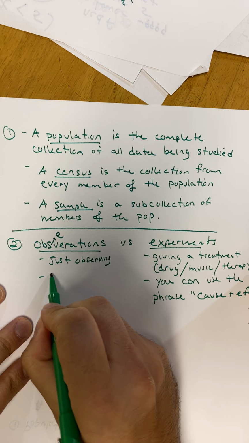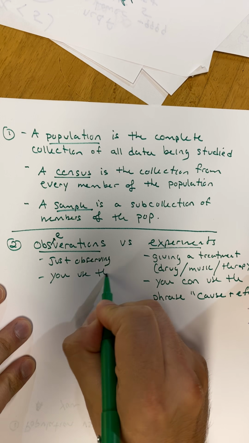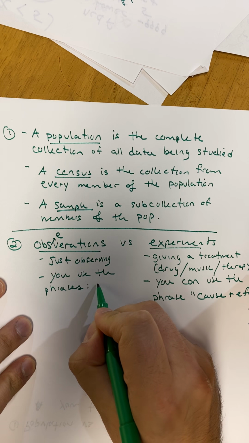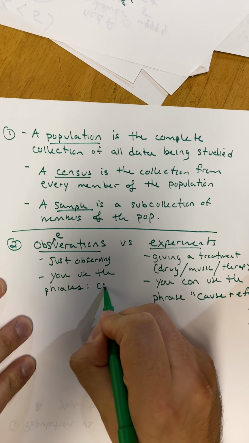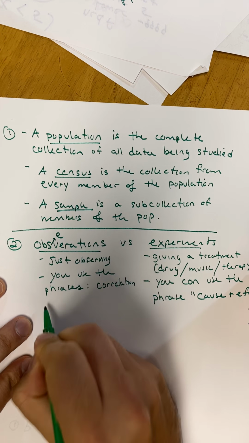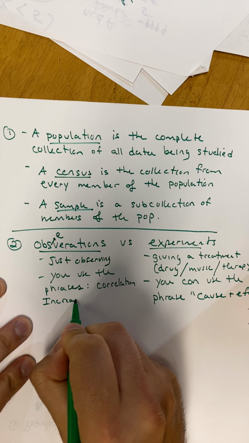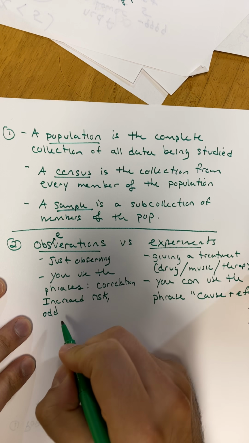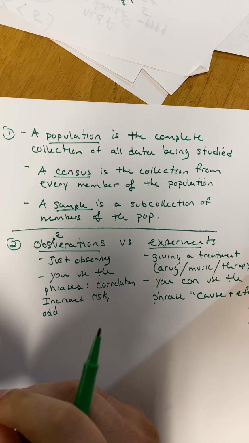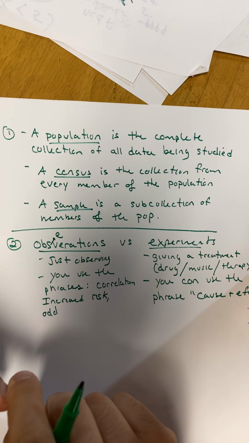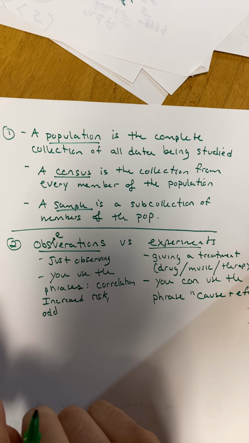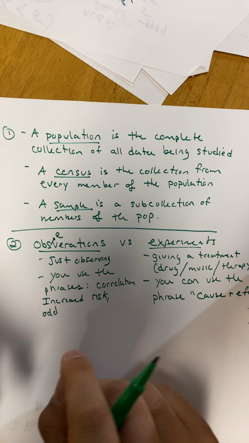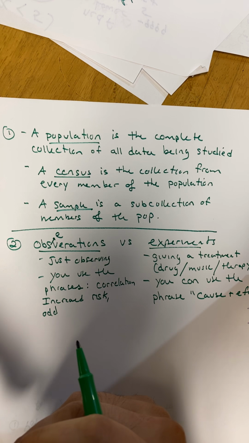Observations, you use the phrases, let's see, you could say correlation or increased risk, or your odds of getting sick are something, or there appears to be an association. I know one of the things in the news right now is ibuprofen and the coronavirus. And some people are saying that if you take ibuprofen with the coronavirus, that it's making your symptoms worse.